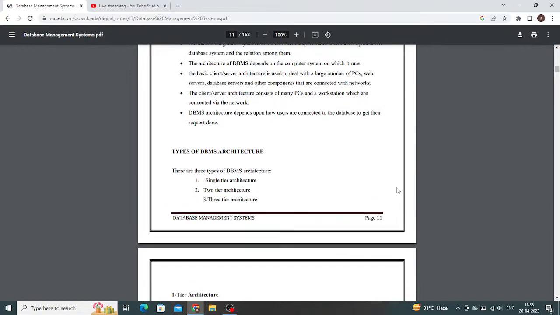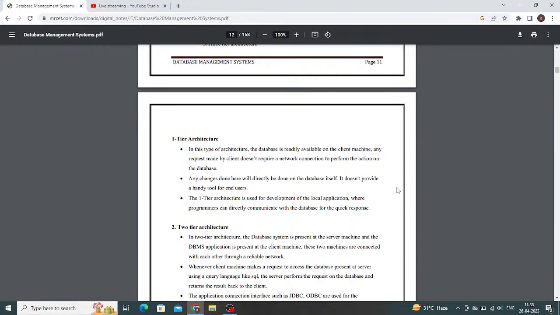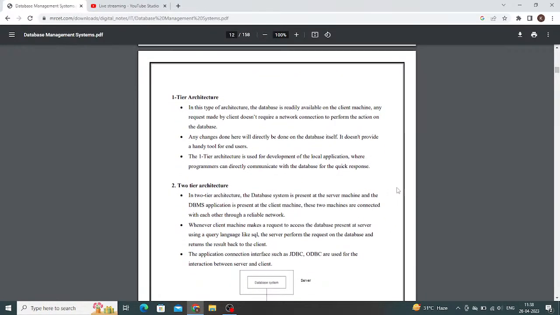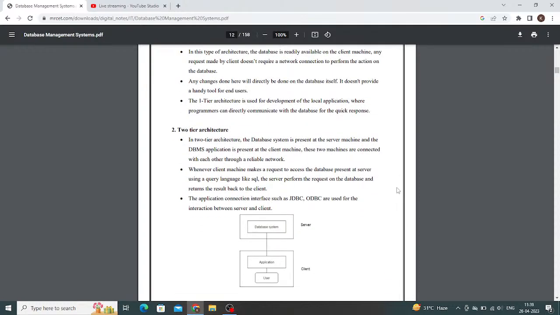Types of database architecture: single tier, two tier, and three tier. Single tier: in this type of architecture, the database is directly available on the client machine. Any request made by the client doesn't require a network connection to perform actions on the database. Any changes done here will be done directly on the database itself. It doesn't provide a handy tool for the end user. One tier architecture is used for development of local applications where the programmer can directly communicate with the database for quick response.